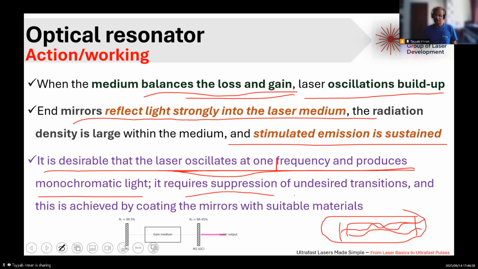So other light, other wavelengths, if there are any, have to be suppressed. And how is it done? As I mentioned, by coating the mirrors with a suitable material, that is dielectric coating. So for an effective optical resonator, you should have mirrors with a certain coating so that only the desired wavelength can pass through and we get output. The rest of the wavelengths have to be suppressed, because there will definitely be others.